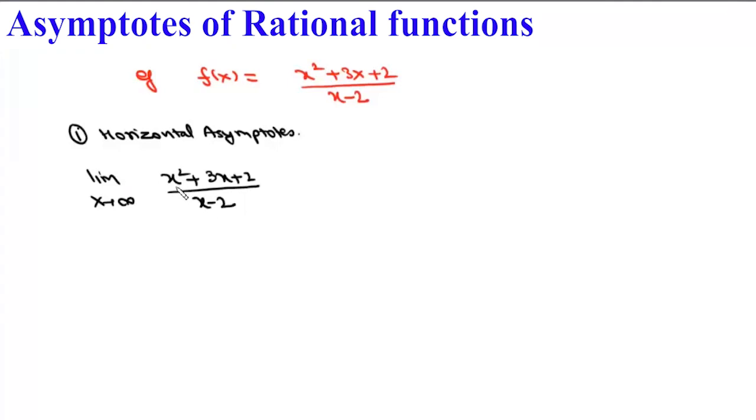Now in this case, power of numerator is greater than power of denominator. So when x approaches infinity, it approaches plus infinity. And since this value is not a finite value, we do not have a horizontal asymptote for x tends to infinity. Now if we look at this limit, x tends to minus infinity, it will be this (x square plus 3x plus 2) upon (x minus 2). Again here degree of numerator is greater than degree of denominator. So here it will be minus infinity. So for this rational function there is no horizontal asymptote.